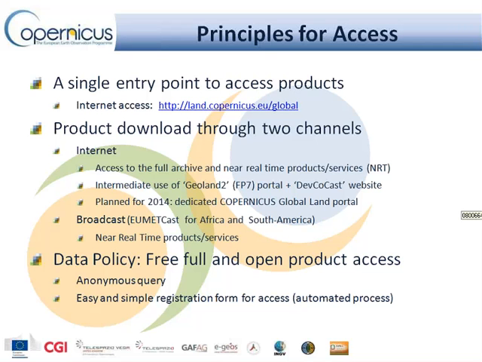And there's a second channel. This is a broadcast via EUMETSAT for Africa and South America. Here you can find near real-time products, especially for Africa and South America, to download data. The data policy behind all this data is free, full, and open access to these products produced under the Copernicus program. You can retrieve this as an anonymous query, and it is quite easy and simple to register if you need to register for some products here.